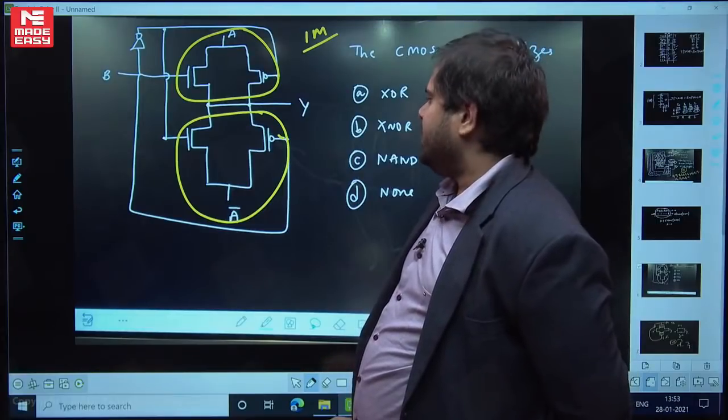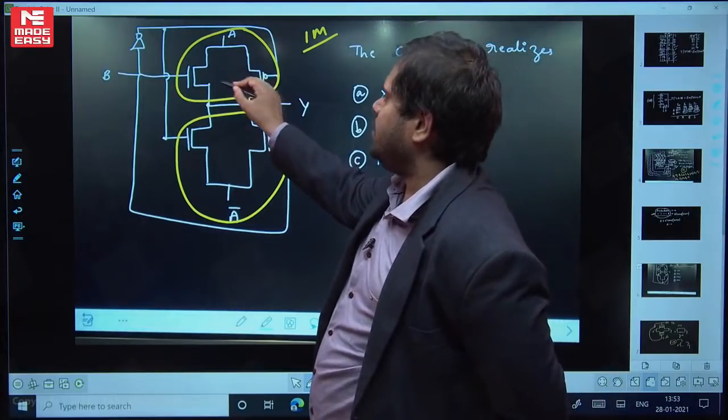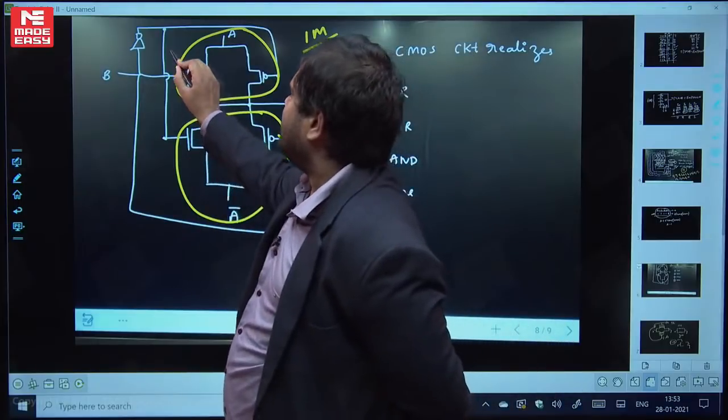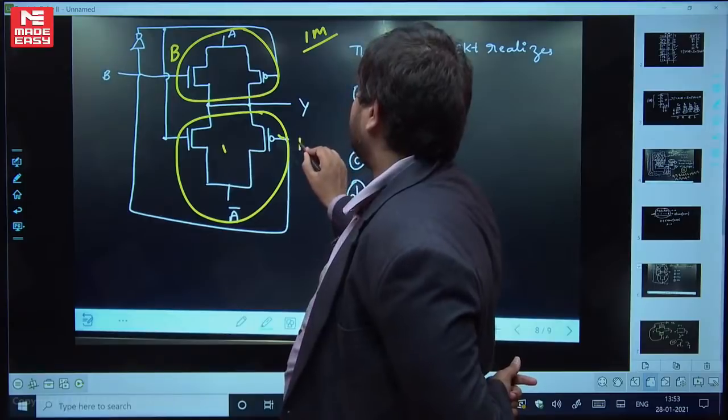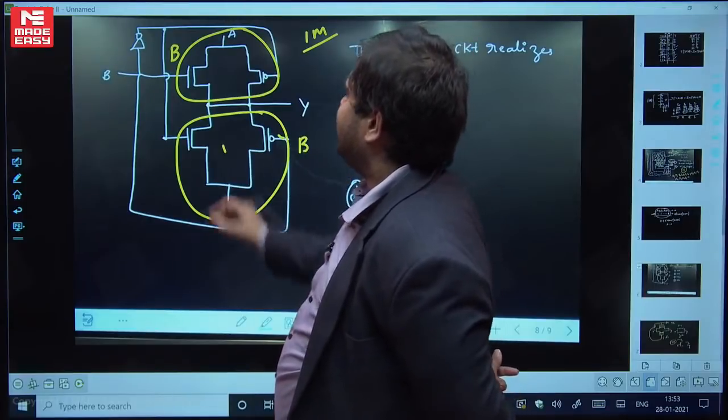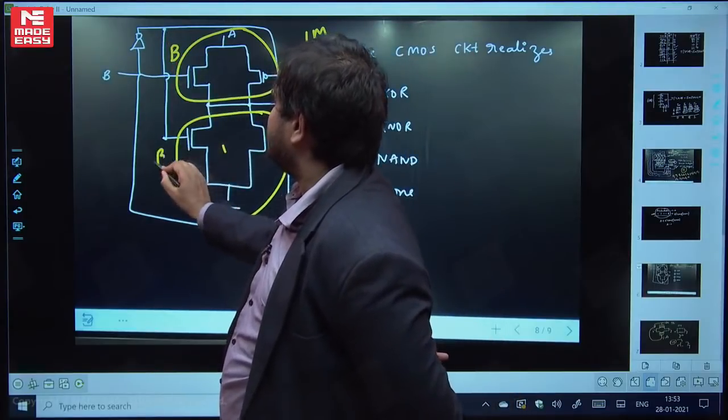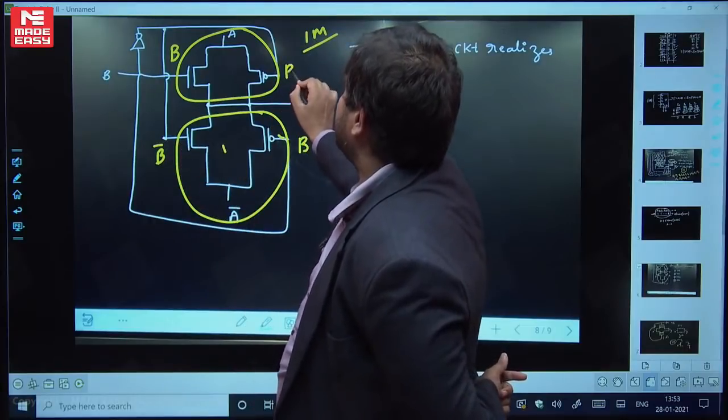So now, the interesting point is what is happening. There is one switch, you can say, and what is getting connected here? B is coming here. The same B is coming here. Now this is B bar. The same B bar is coming here, and the same B bar is coming here.